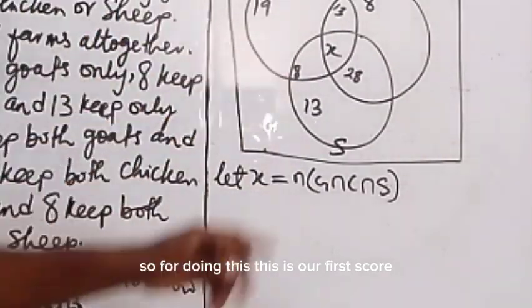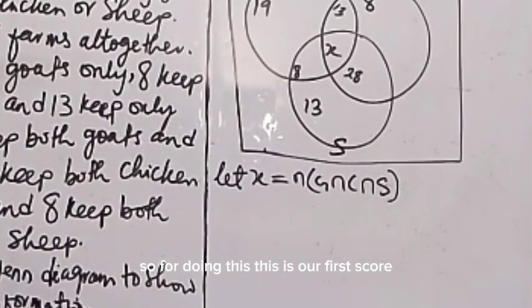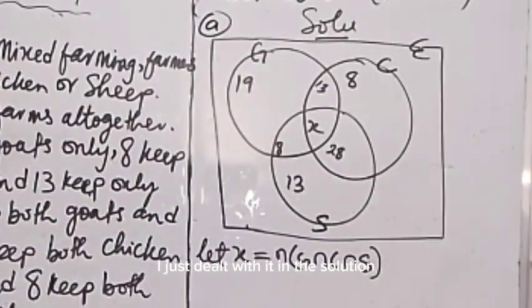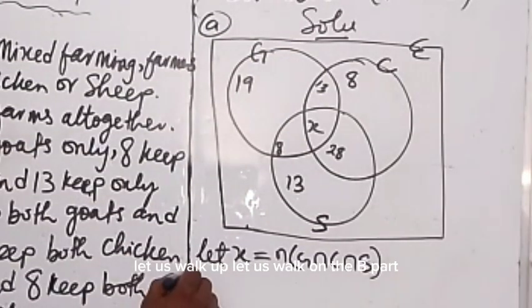So for doing this, this is our first score. We've just answered the A part of the question. This is the A part of the question. I just dealt with it in the solution. So having done this, let us work on the B part.